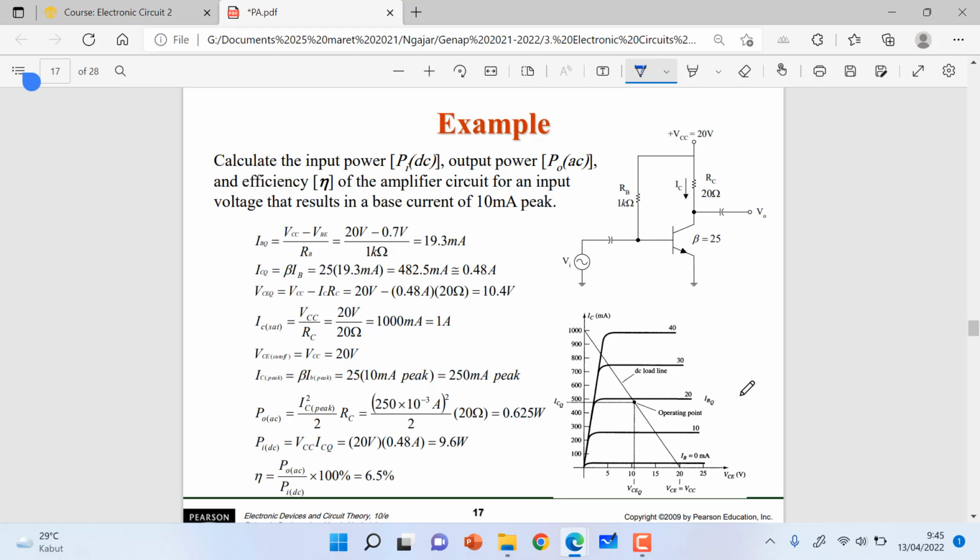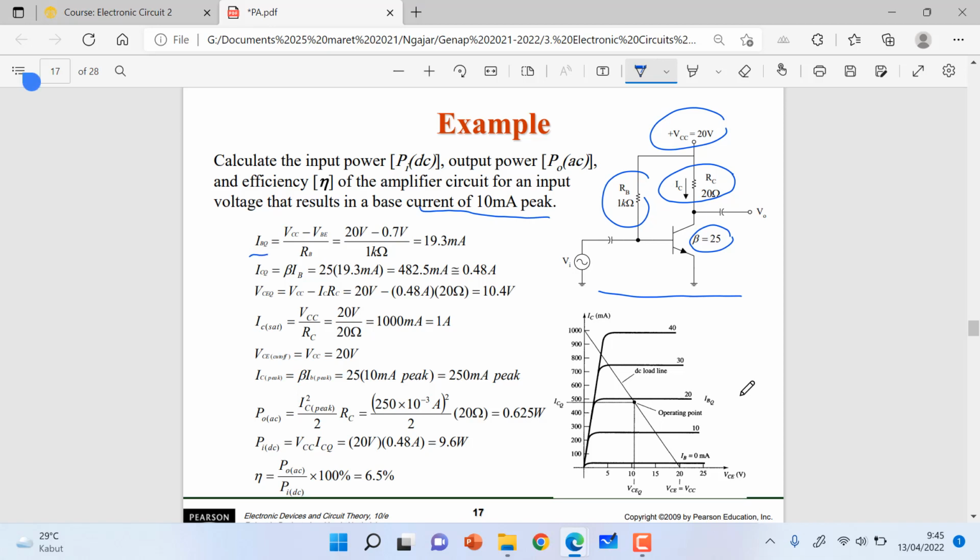Calculate the input power P_I(DC), output power P_O(AC), and so the efficiency of the amplifier circuit for an input voltage that results in a base current of 10 milliampere peak. So this is the series-fed amplifier. We have RB is 1 kilo ohm, VCC is 20 volt, RC is 20 ohm, and beta is 25 for the transistor. So the first one, we have to calculate the IB Q.